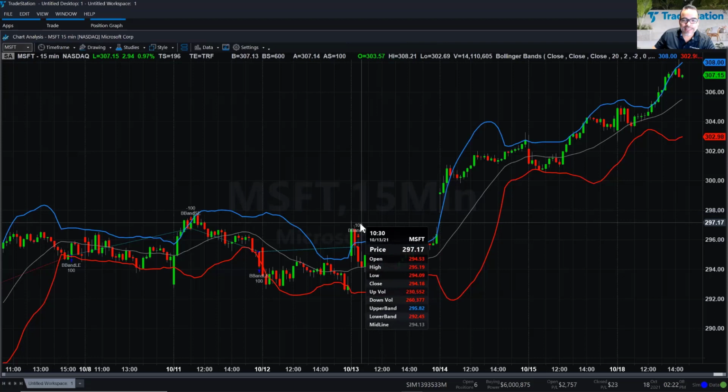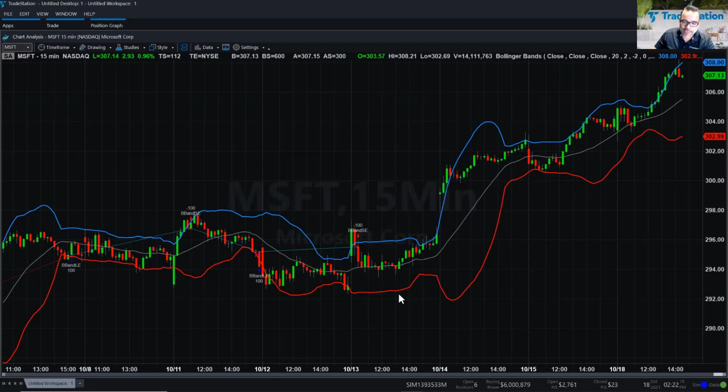And as you can see, since this trade was generated back on October 13th, we haven't had a break on the bottom side. So the candles have never gone beyond this red band. And it's not until they do that this trade is going to be reversed.